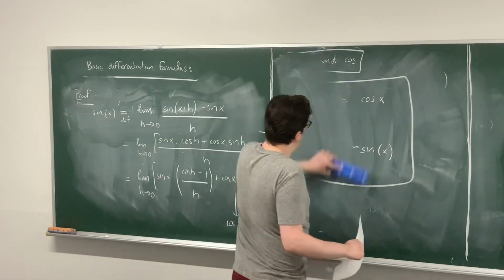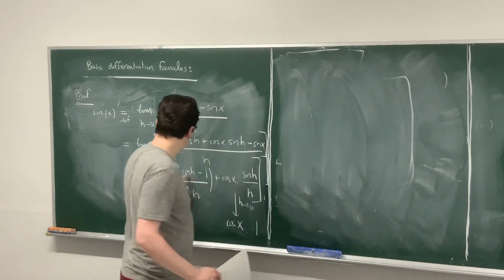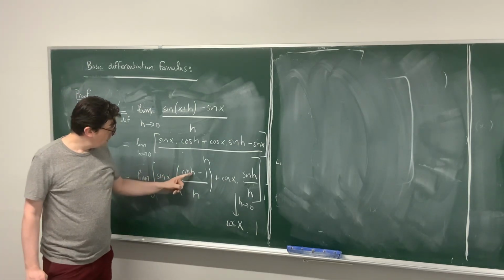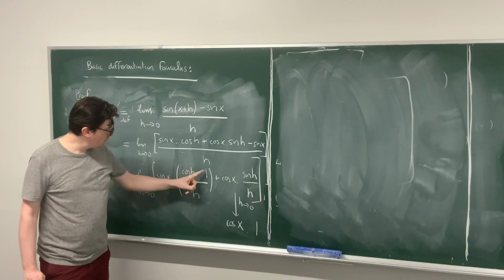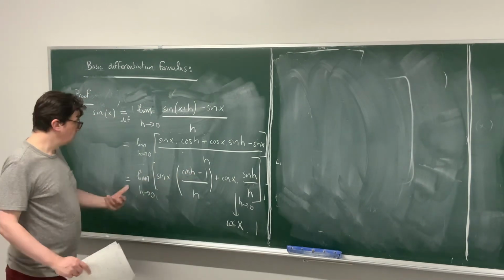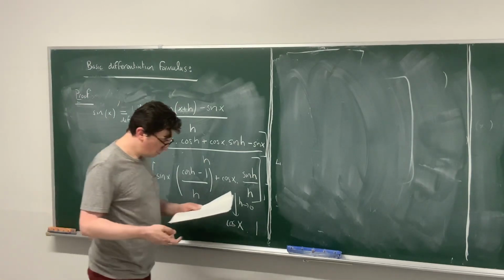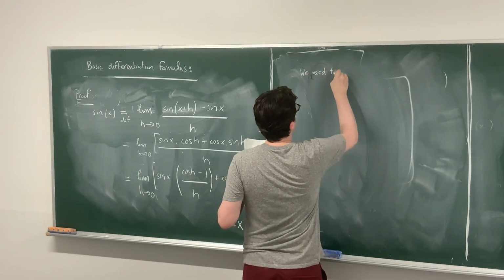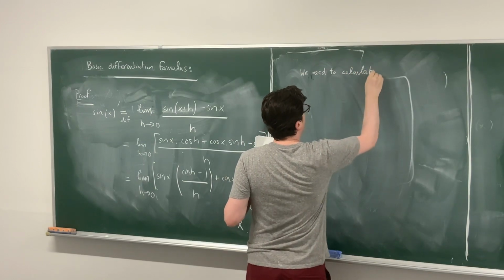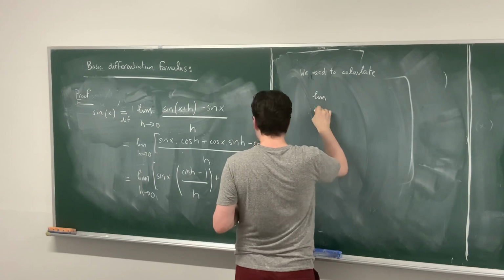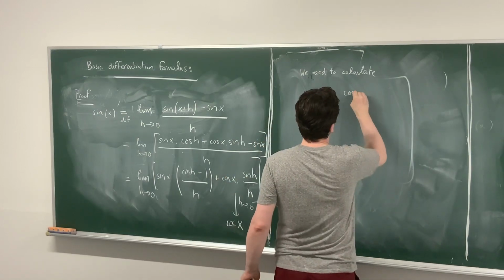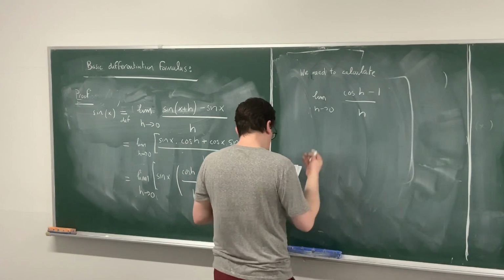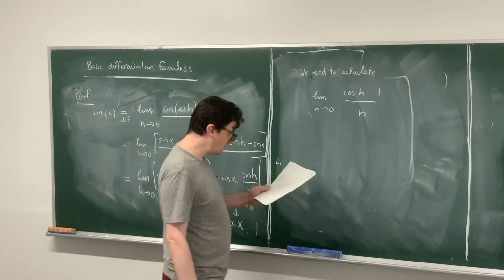But what about this limit? Here is a little delicate because direct evaluation doesn't work. As you see, we will get cos h when h goes to 0 will be 1, 1 minus 1, 0, divided by 0. This is so-called indeterminate, so we need to write this differently. So we need to calculate the limit when h goes to 0 of cos h minus 1 divided by h. Okay, this is not trivial, but here we are going again to use famous trigonometric formulas.